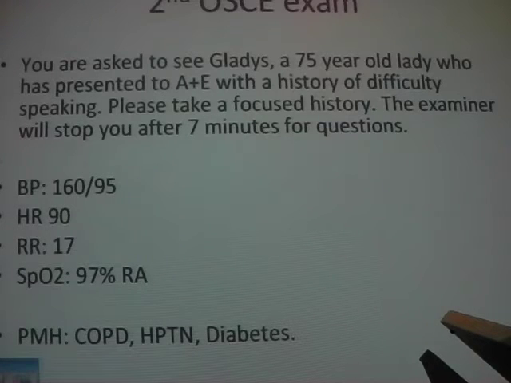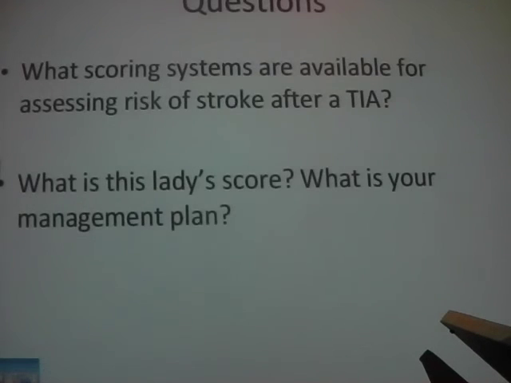It's not 7, it is 6. Okay, so she scores 1 for being old. She scores 1 for her systolic. She scores 2 for her clinical signs. She scores 1 for diabetes and 1 for duration. So that's 6. So next question. What's your management plan for this lady?